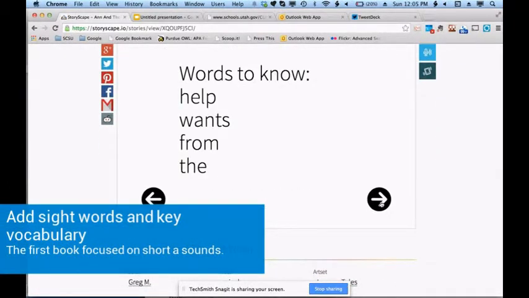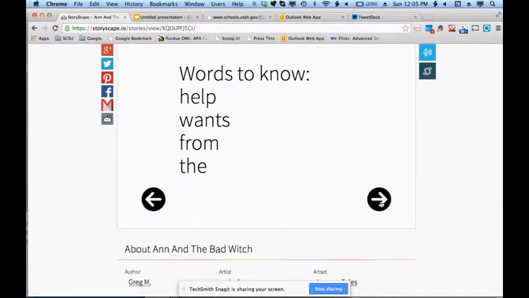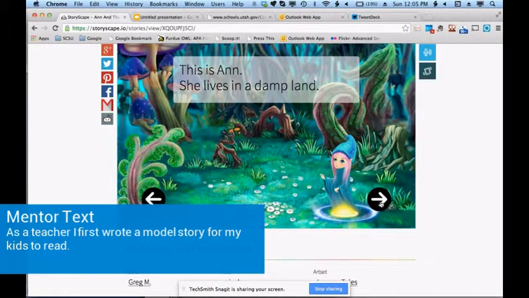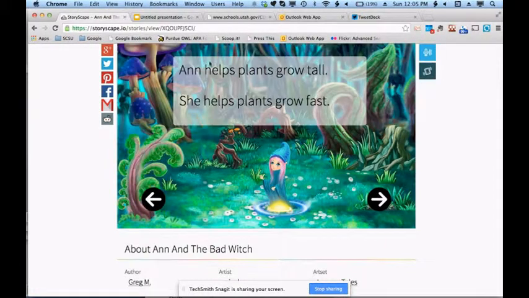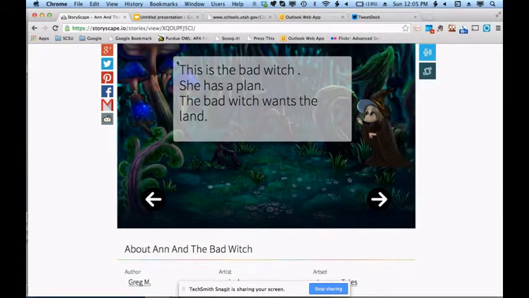Words to know. Those are words that you have to know. Help me out here. This is Anne. She lives in a damp land. Anne helps plants grow tall. She helps plants grow fast. This is the Bad Witch. She has a plan. The Bad Witch wants the land.